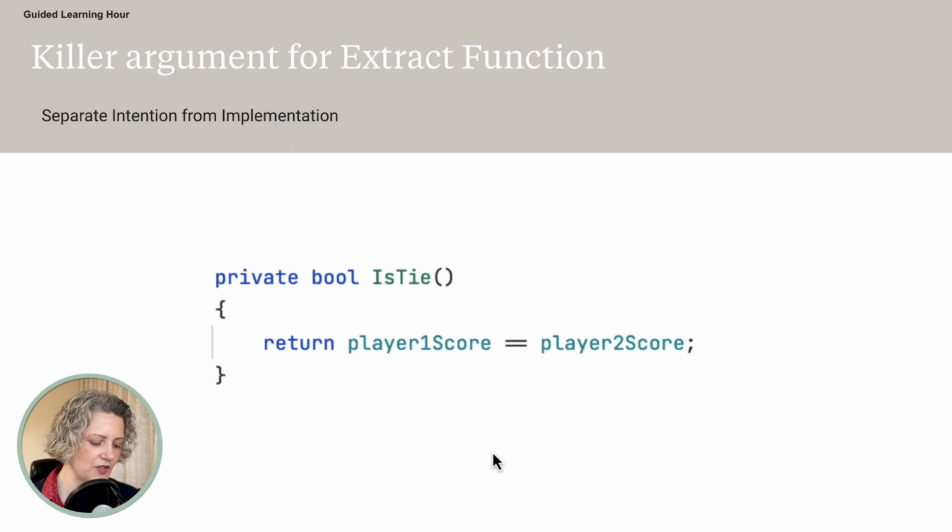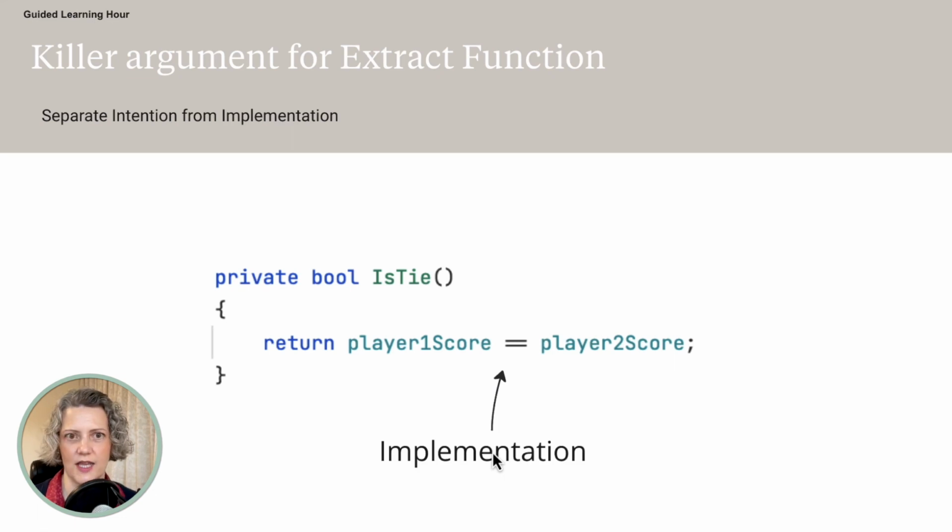So there's an example on the screen here. This is a little function called isTie, and the implementation here is it's going to check if the 2 players have the same score. So that's the implementation. But what you've added when you've done the extract function is the intention. The name of this function is isTie.